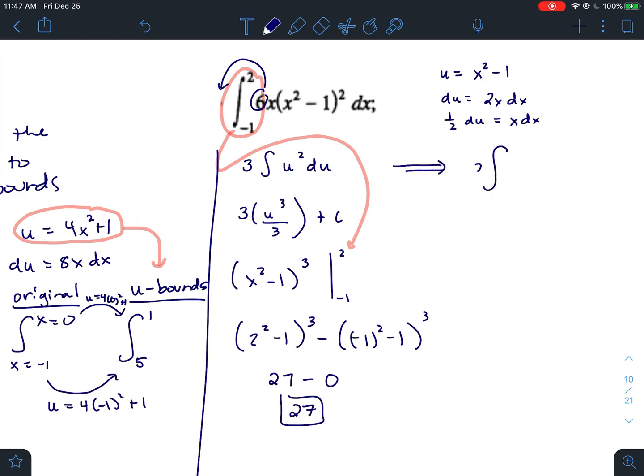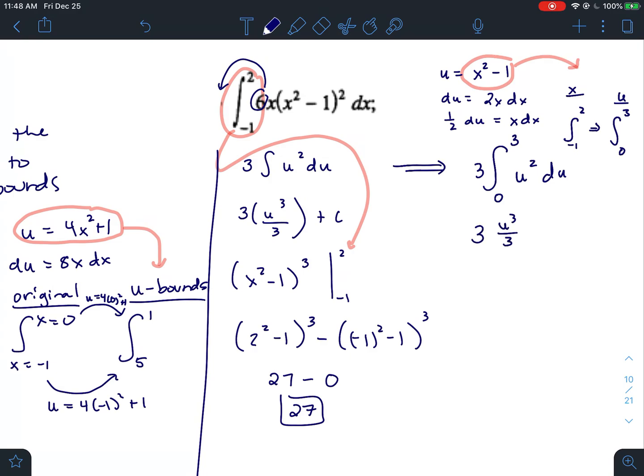So without changing my bounds, I would get 27. Or on this step right here, we could change the bounds. So we have the integral of 3u squared du, and now I'm going to change the bounds. The original bounds were -1 and 2, so those are my x bounds. If I want to change them into u bounds, I have to use this formula right here, x squared minus 1. So if I do 2 squared minus 1, I get 3. And if I do -1 squared minus 1, I get 0. So these bounds are going to be 0 and 3.